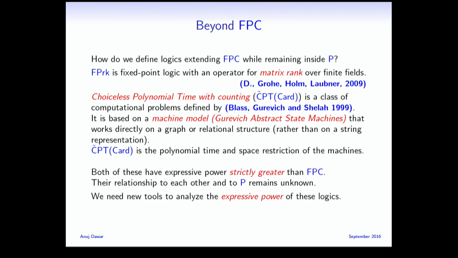What we need is new tools for analyzing the expressive power, you see. So we've been building up from tools for first-order logic, fixed-point logic, fixed-point with counting, and here we are now in new territory. Okay, and this is where I want to stop for today.